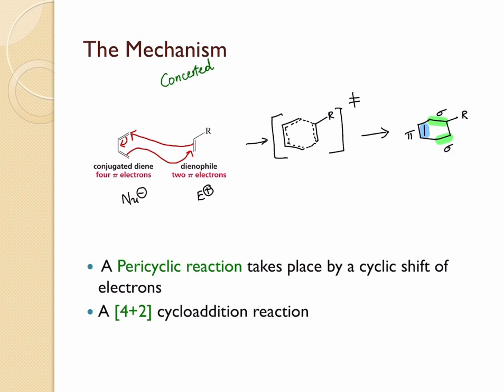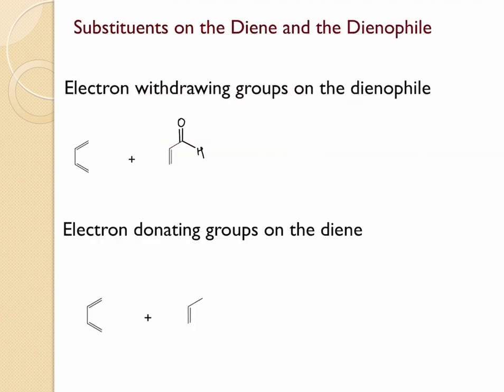The Diels-Alder reaction is an example of a 4+2 cycloaddition because you can see there are 4 electrons from the diene and 2 electrons from the dienophile participating in the cyclic transition state. The substituents present on the diene and the dienophile will have a greater impact on the Diels-Alder reaction. Say for example, whenever you have an electron withdrawing substituent present on the dienophile, this is going to increase the reactivity of the dienophile. Let's take an example.